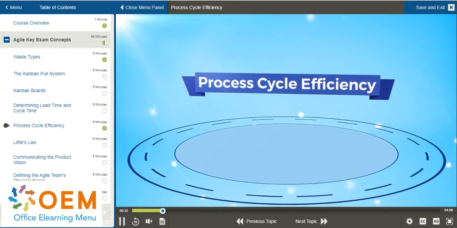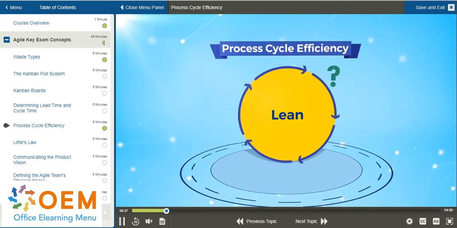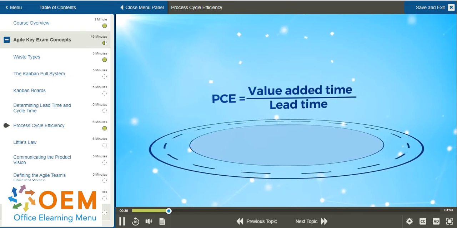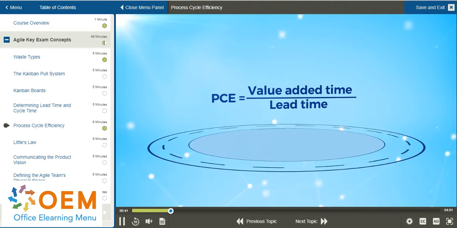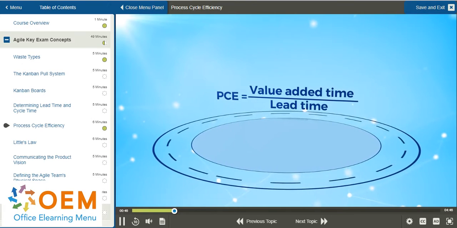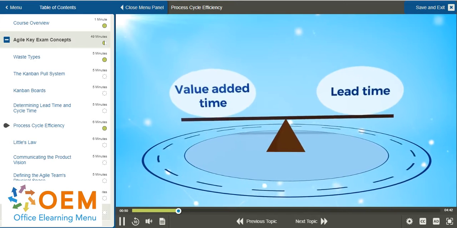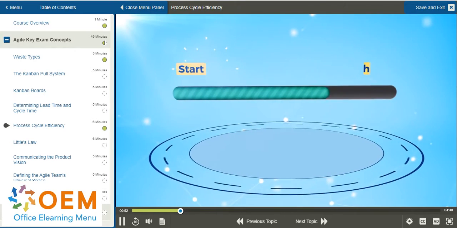PCE answers the question, how lean is your process? Finding a process's PCE involves using a formula to find out how much time in the process cycle adds value for the customer. To get a PCE value, you compare the value-added time to the lead time, or overall time it takes to complete the process from start to finish.